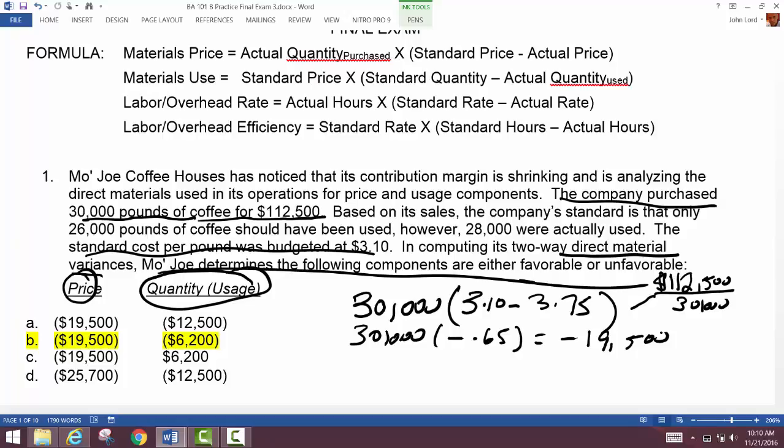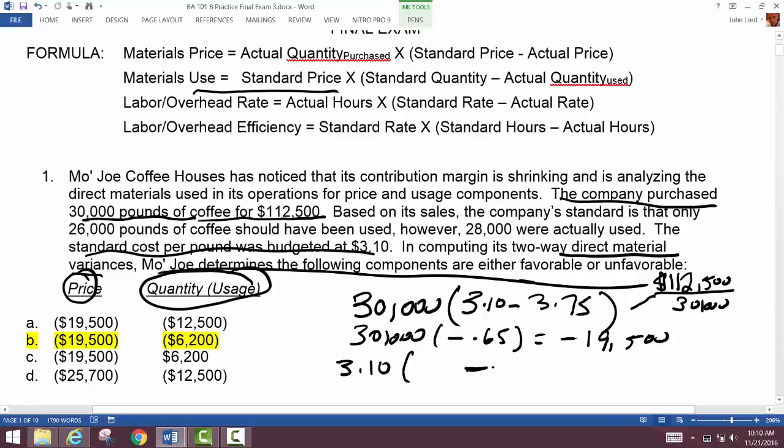I know it's not D at this point, but I'm going to have to sit here now and figure out the quantity usage variance. Quantity usage, quantity, whatever, they're synonymous terms. I've got to pick up the standard price, which is 310, and I'm supposed to take the standard quantity minus the actual quantity.